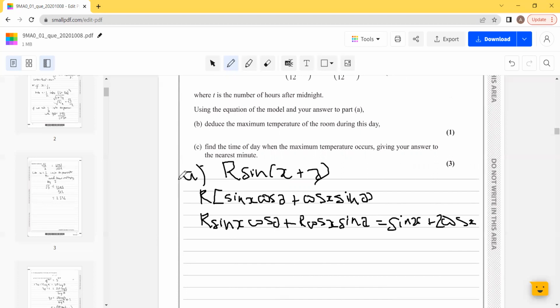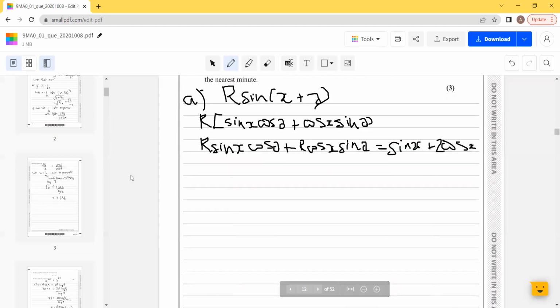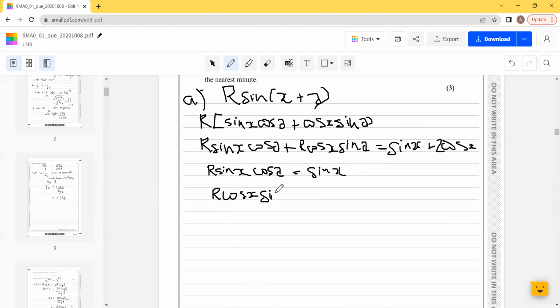So now I can compare them. So I can say that r sine x cosine alpha is equal to sine x. And I can say that r times cosine of x sine alpha is equal to cosine of x.